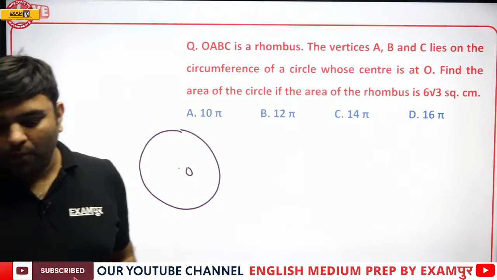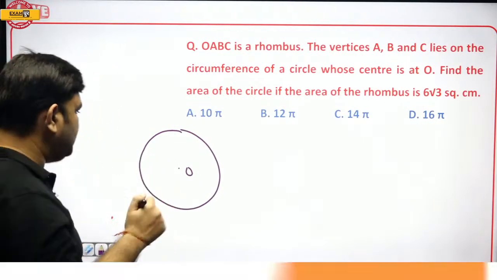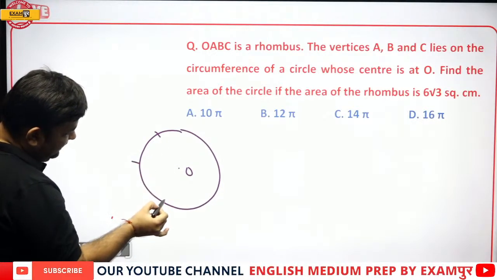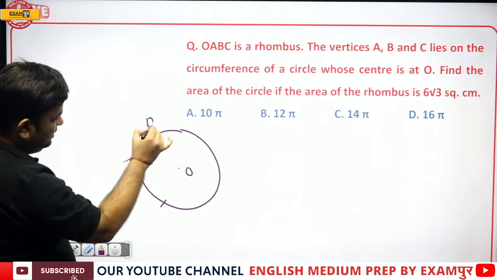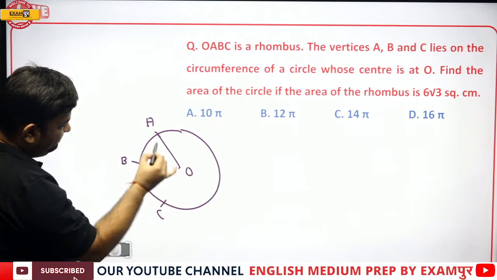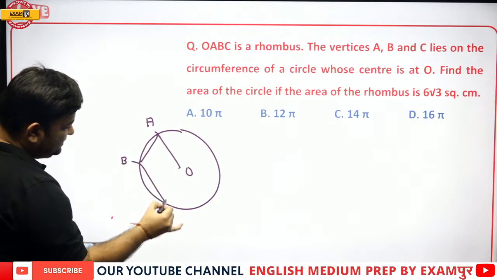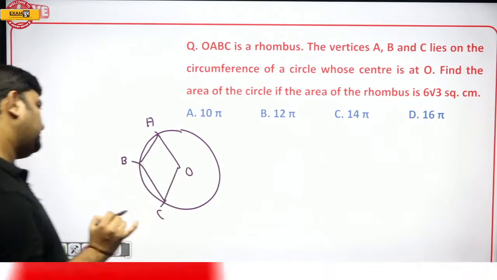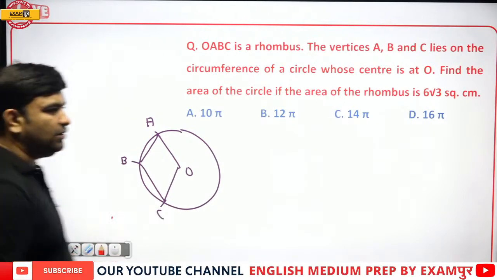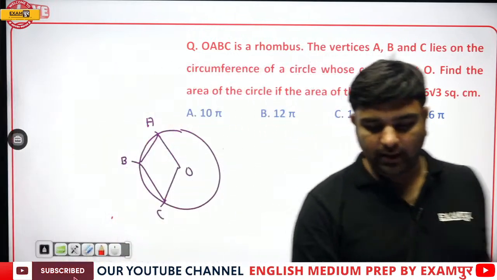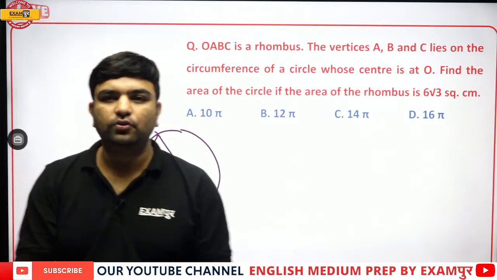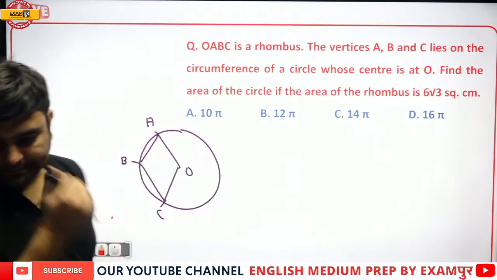OABC is a rhombus. ABC lie on the circumference of the circle. So draw it like this so that it can form a circle. Draw it on the same side, then only it can form a figure which looks like a rhombus. If you draw it on the opposite side, then you cannot form a rhombus out of it.